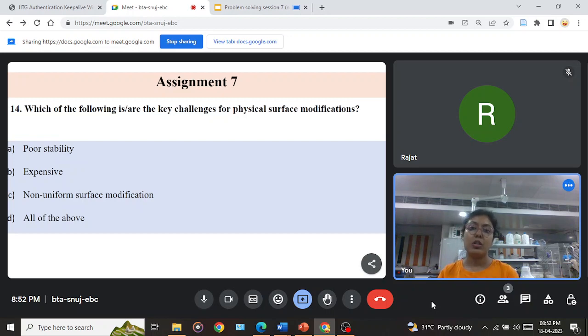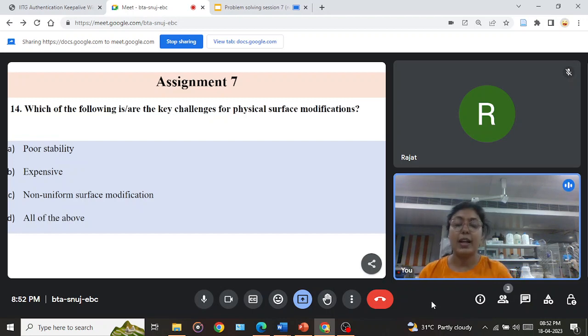If you think about physical surface modification, it usually involves electrodeposition, that is sputtering, or even plasma arc spraying. Such methods are usually quite expensive, right? Again, there is immobilization or even UV treatment. These modifications are expensive in nature. Most of these approaches or methods used are expensive in nature. So you can just rule out option B as of now.